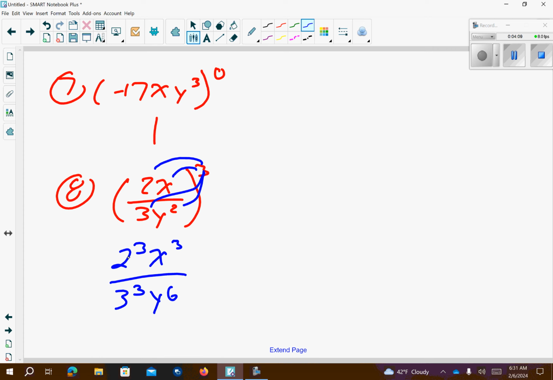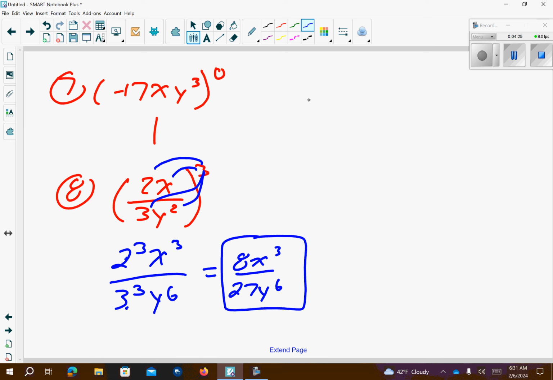So let's clean this up. 2 times 2 times 2 is 2 to the 3rd, which is 8, x to the 3rd. 3 times 3 times 3, 3 times 3 is 9, 9 times 3 is 27, y to the 6th. The 8 and the 27 do not reduce, so we don't cancel any of our numbers.